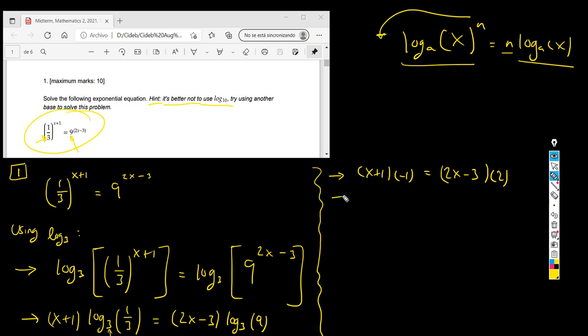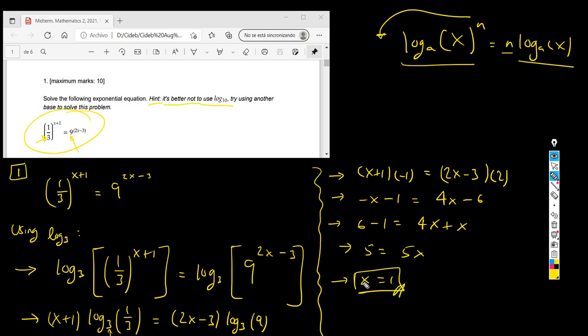Okay, and from here the solution is pretty straightforward. I'm just going to do the algebra, just follow it. I don't need to explain anything. So that's the solution. x equals 1, that's it.